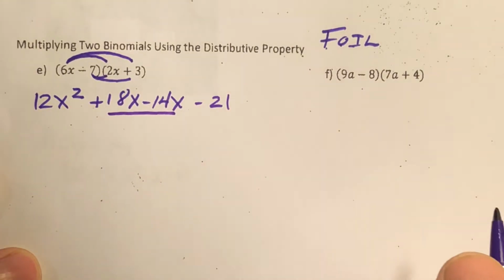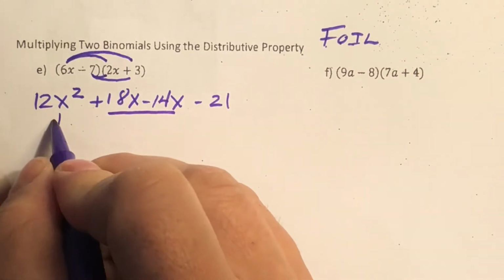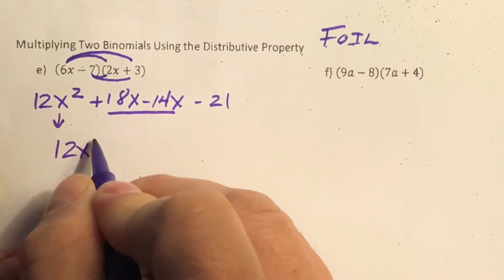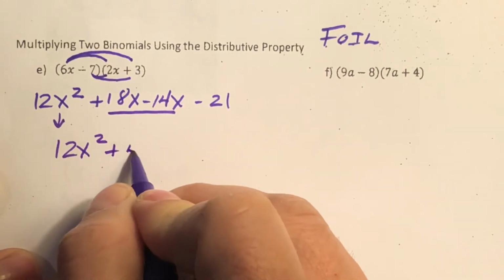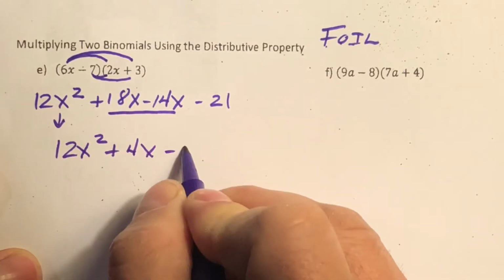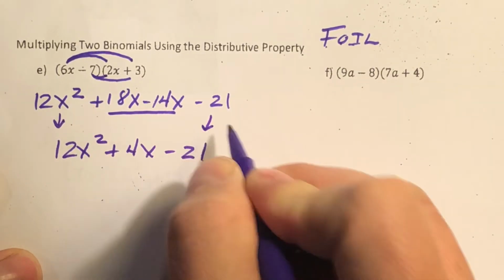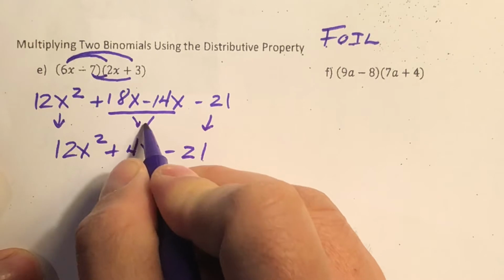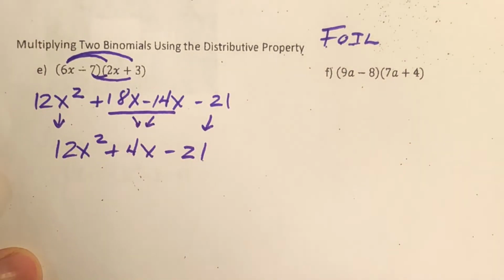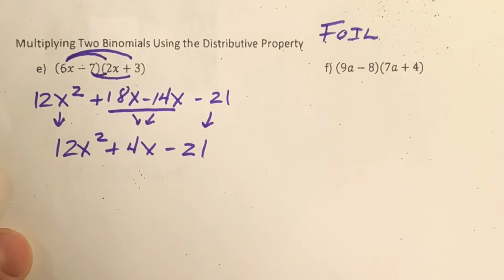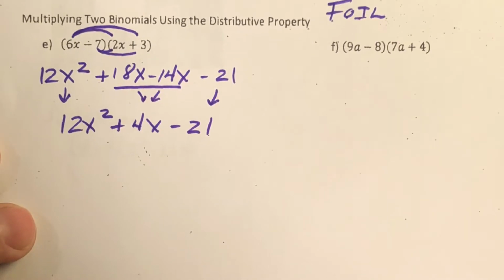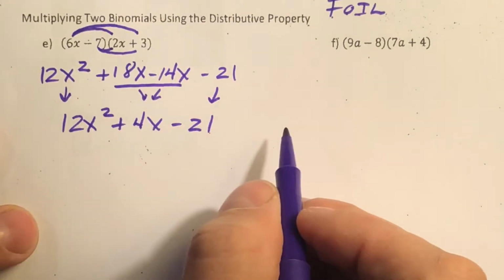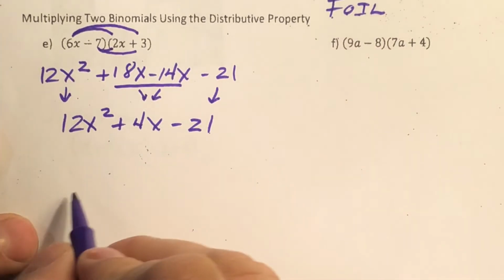Remember that those 2 middle terms are alike. So this drops down, 12x squared plus 4x minus 21. And there's my answer. All right, I'm going to show you guys an alternate way of doing this. You get the same answer, just another way of thinking about it.